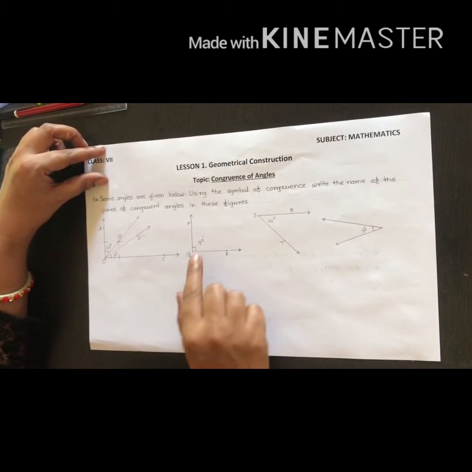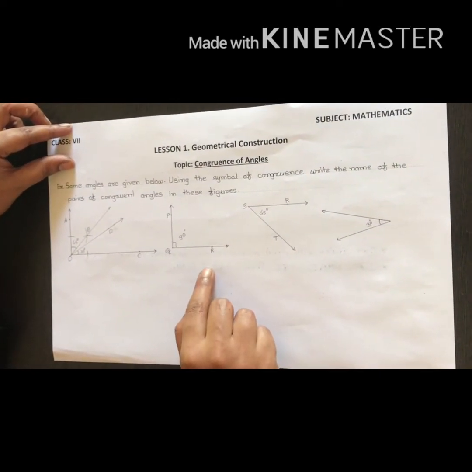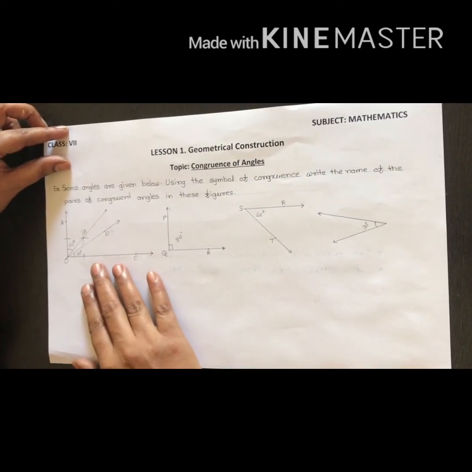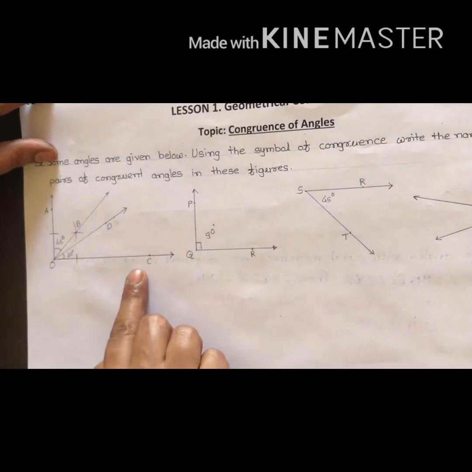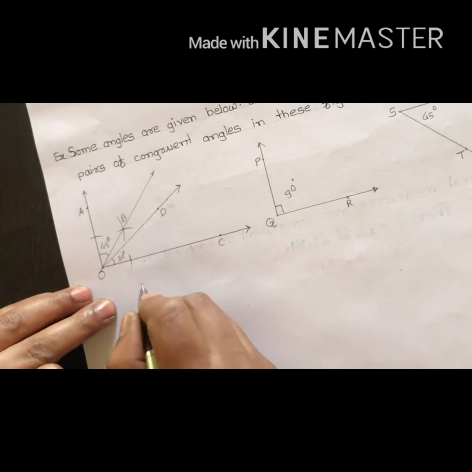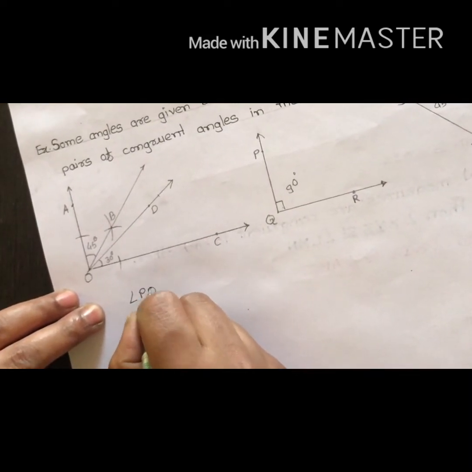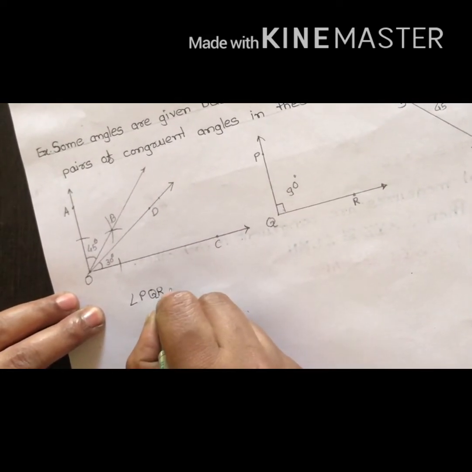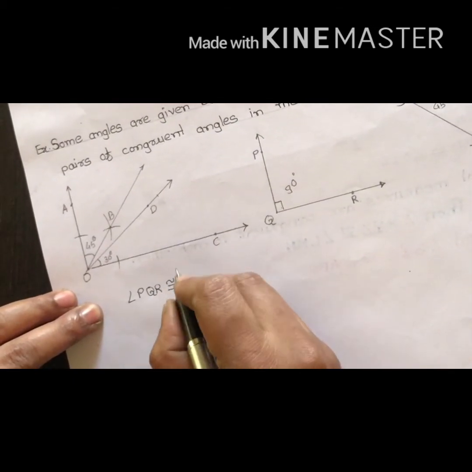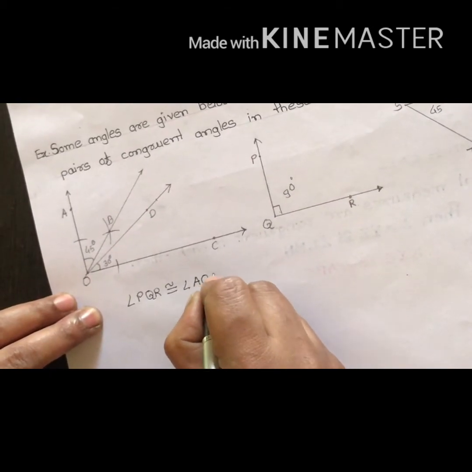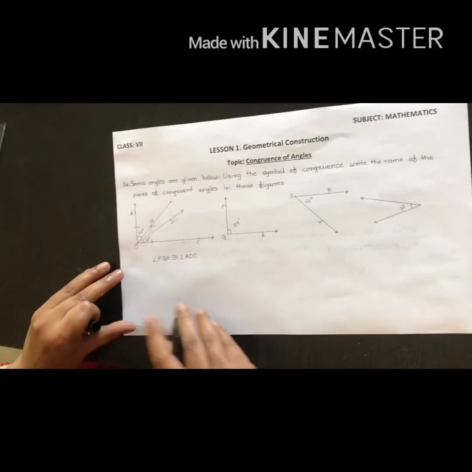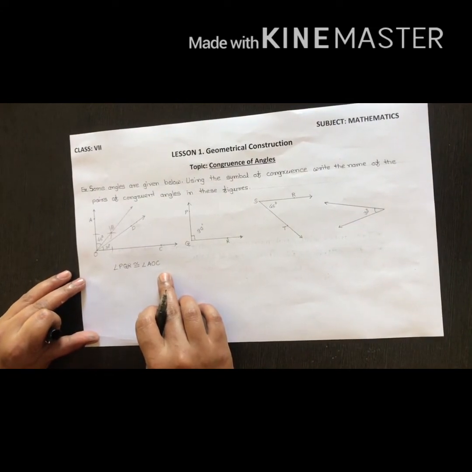So first check angle PQR. What do you think? It is congruent with which angle in this figure? Yes, exactly. Angle PQR is congruent with angle AOC. So we can write angle PQR is congruent with angle AOC. They both are 90 degrees.